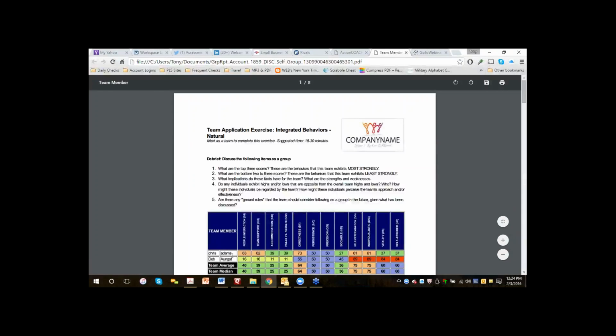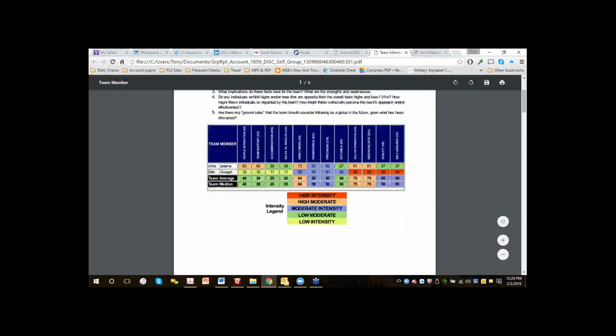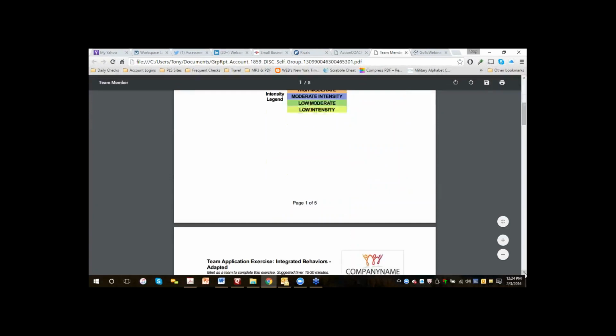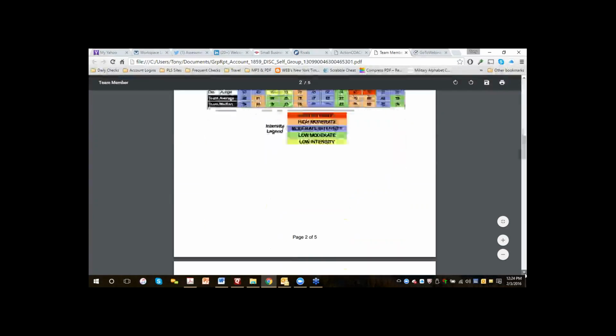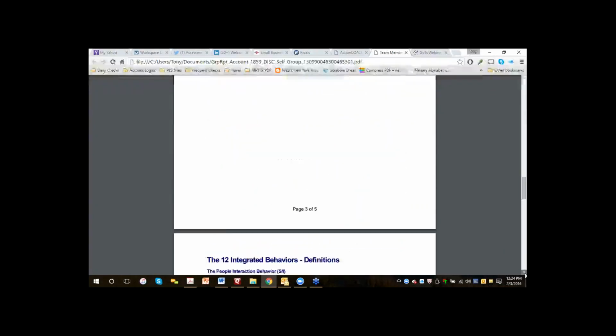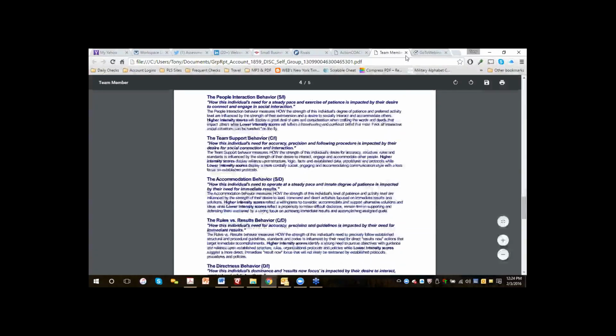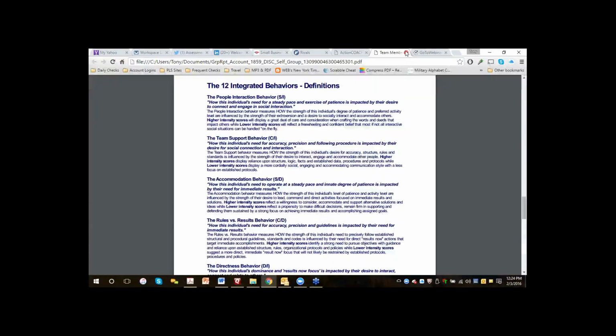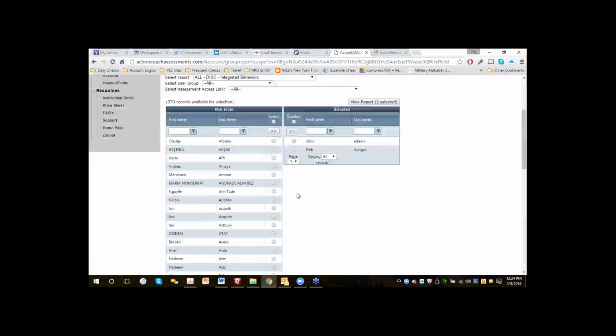Let's open this up. Here are the two people now, and we can compare their scores. The different colors show you their level of intensity of that behavior. If you scroll down a little bit more, for each of the 12 behaviors there are descriptions of what those behaviors are in this report. So you can always generate a report even if I pull that out of the actual DISC assessment.